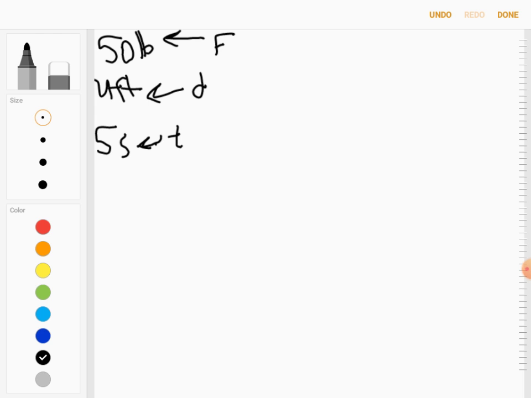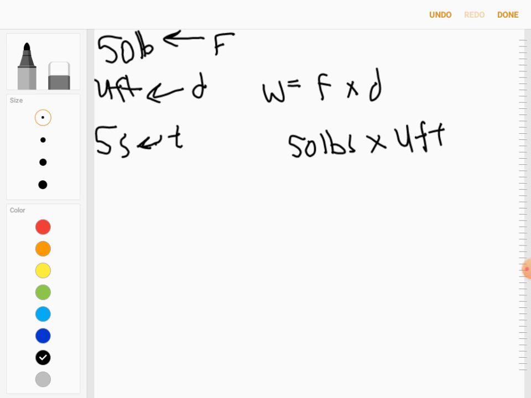But if you want to know what the work is, we know that is force times distance. What's the force? 50 pounds. What's the distance? 4 feet. That would give us that the work would be 200 feet-pounds. Remember, the units don't cancel out. You can't just put one, you can't put none, you've got to put both, because they don't cancel out unless they're divided by each other or some other reciprocal situation.